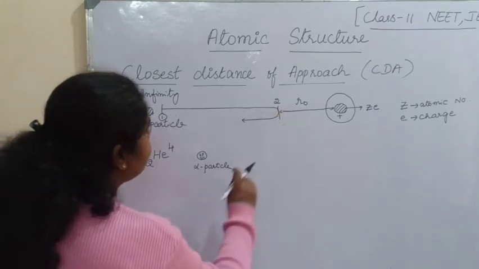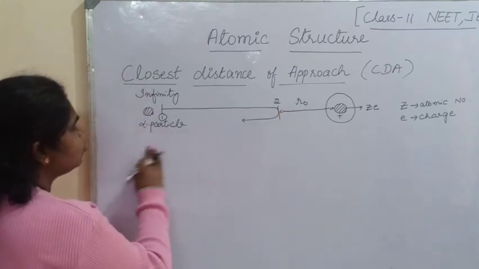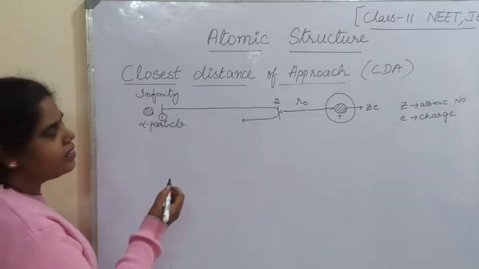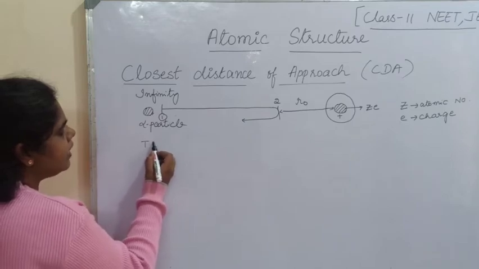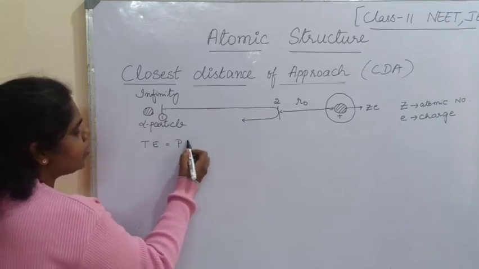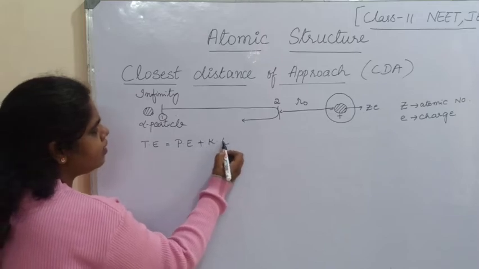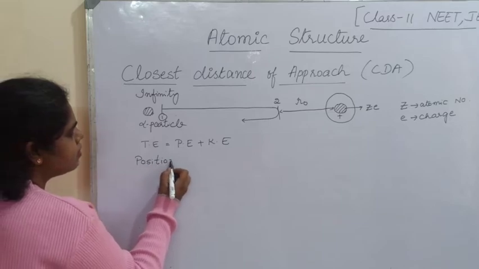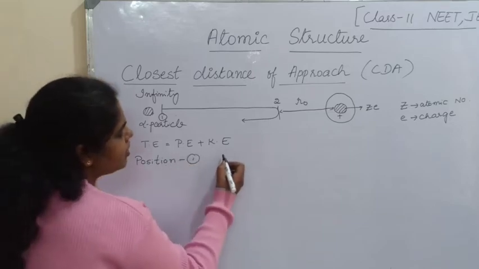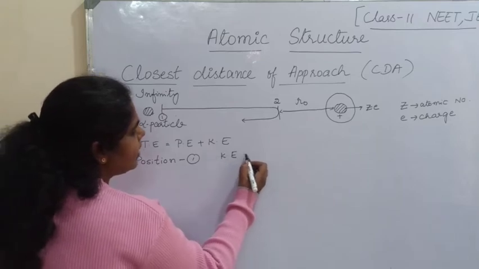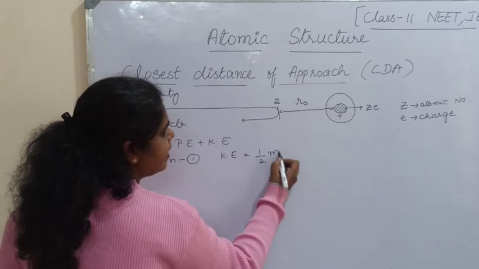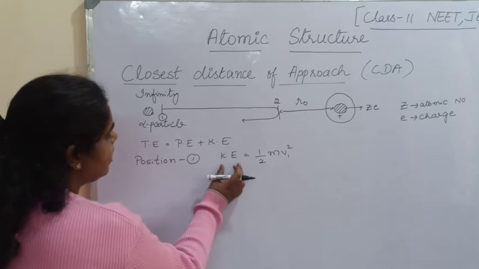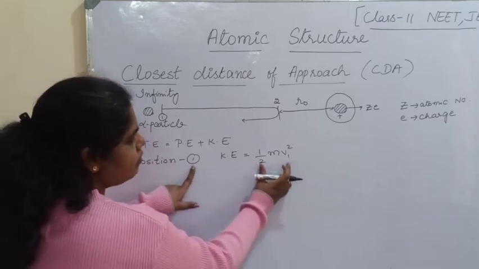Now let us calculate the value of R0. Students, let us see at position 1 and position 2 what the total energy is. You know that total energy TE is equal to potential energy plus kinetic energy. First let us see at position 1. At position 1, the kinetic energy is half mv square, where we take v as velocity v1. So the kinetic energy at position 1 is half mv1 square.